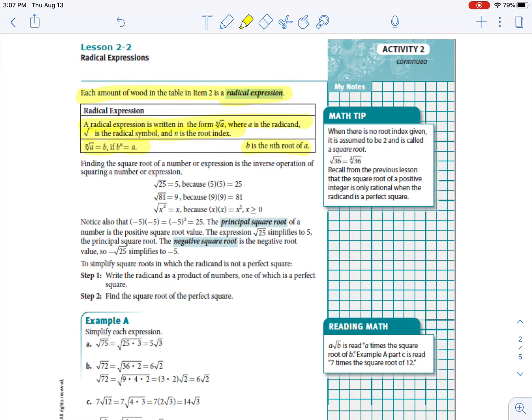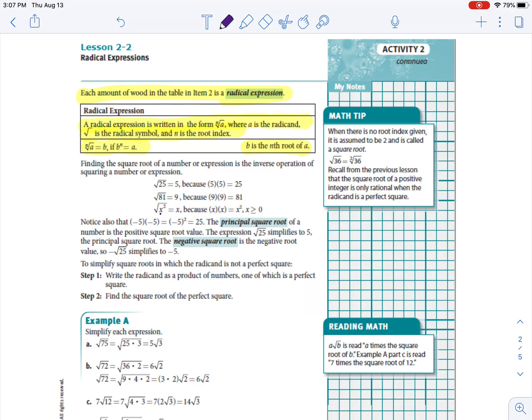Now, a little math tip over here says when there's no root index given, assume the 2 is the index. Like if you just see square root of 36, there's a 2 kind of invisible there. You never really see it written there. Some square roots that you are already familiar with are the square root of 25 is 5 because 5 times 5 is 25. And so on, the square root of 81 is 9, 9 times 9 is 81.